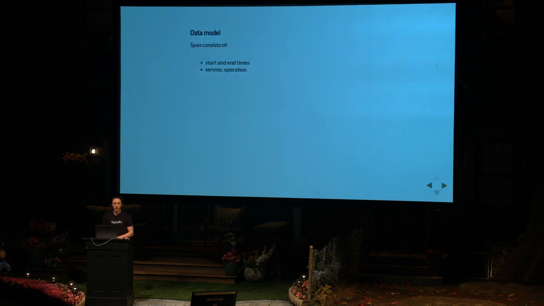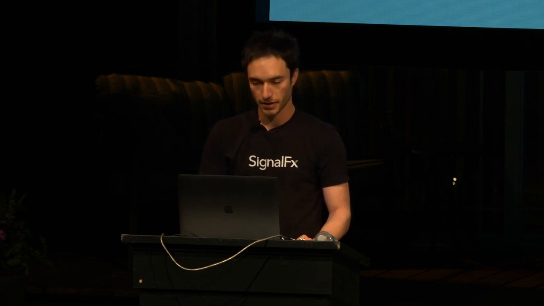But anyway, the data model is basically as follows. A span consists of a start time and an end time, the service that did the work, and the operation name. There's also some accounting we have to do. We have to have an identifier for that span, the identifier of its parent, so long as it's not the initiating span, and the identifier of the containing trace. A trace is nothing but a collection of spans with the same trace ID. Note that a span has an end time, but a trace does not.